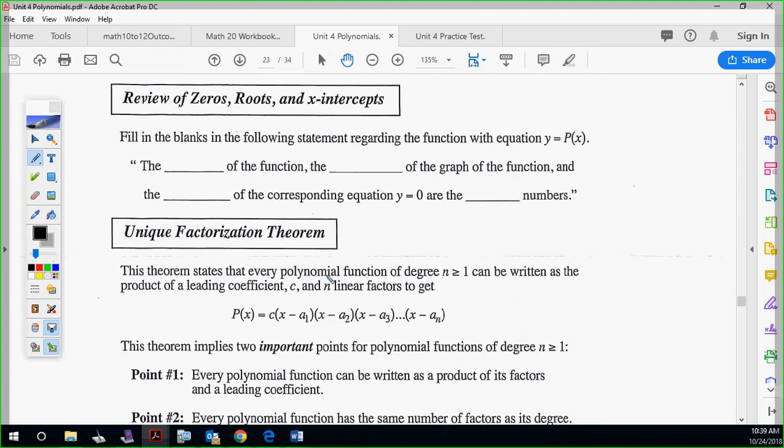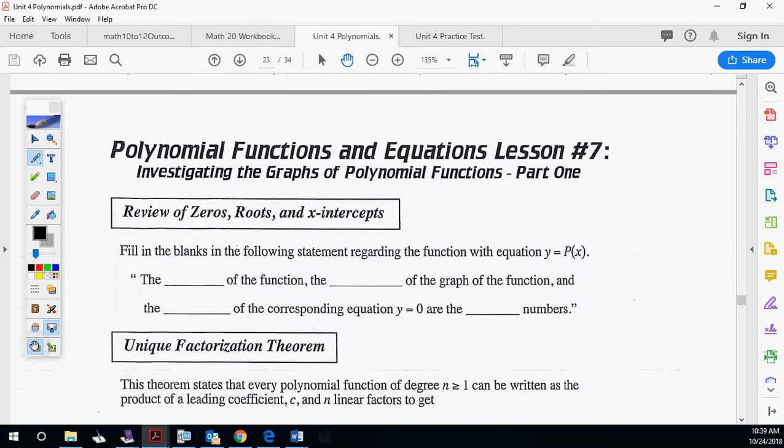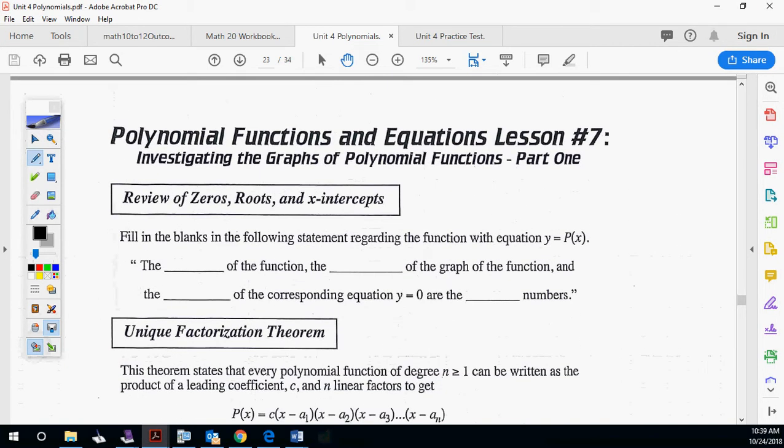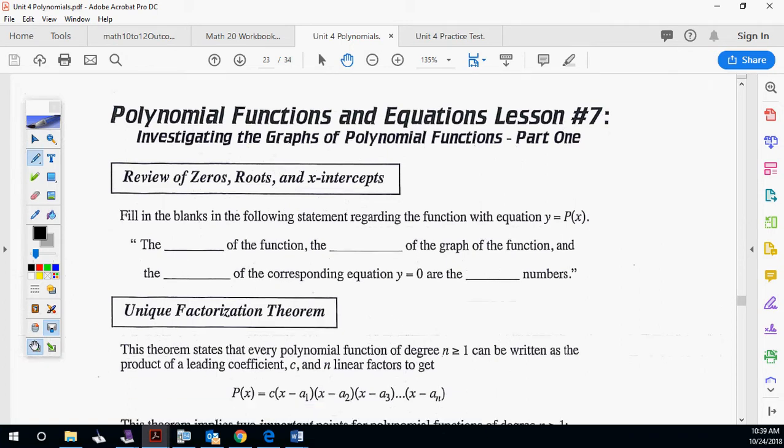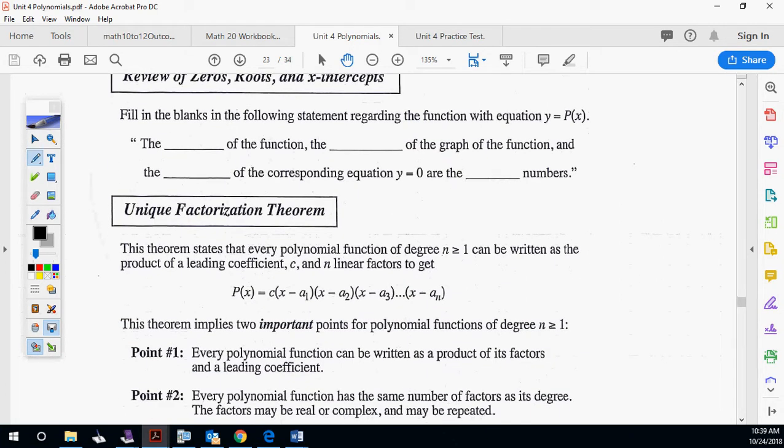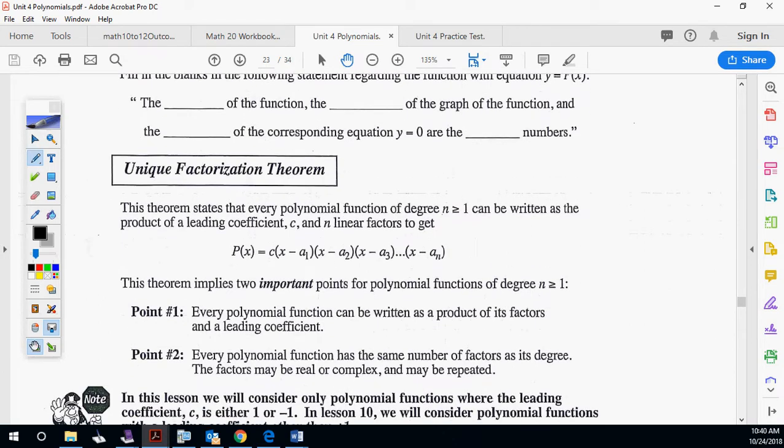This is unit 4, lesson 7. So this is part 1 of graphing. We are investigating the graphs of polynomial functions. The biggest thing to know on these is to fill in the blanks of the following statement regarding the function y equals p of x. Okay, the zeros of the function.